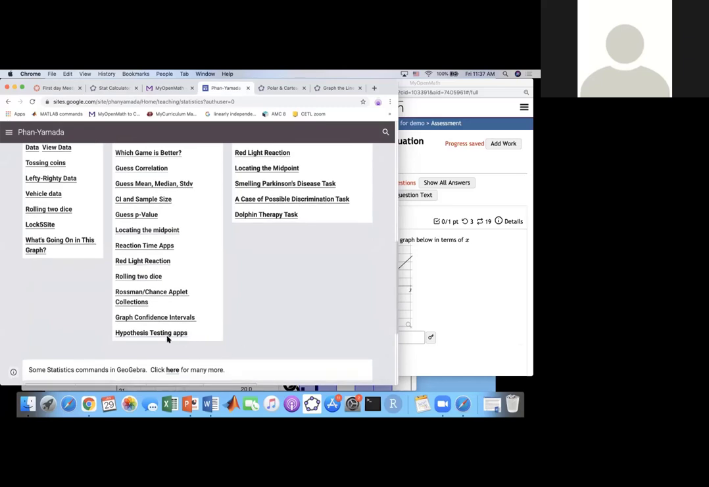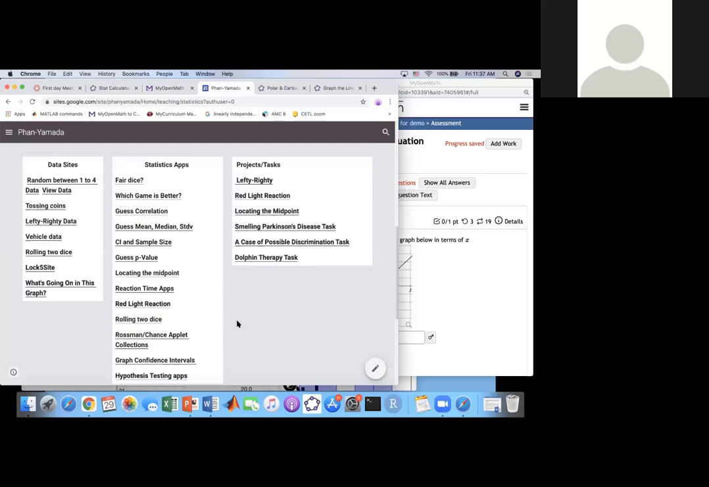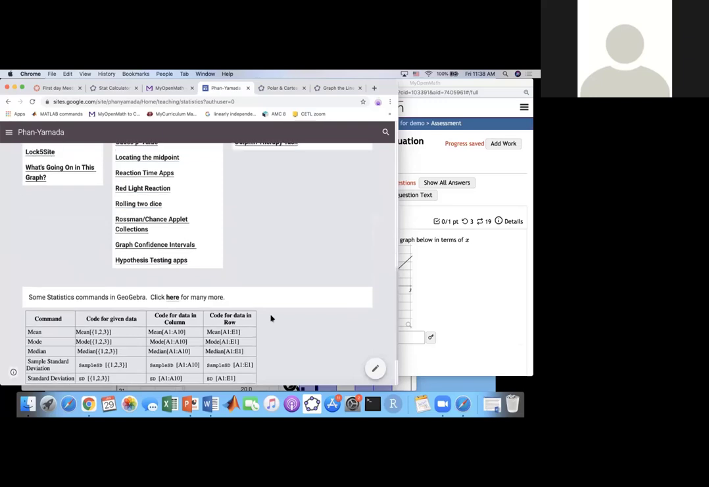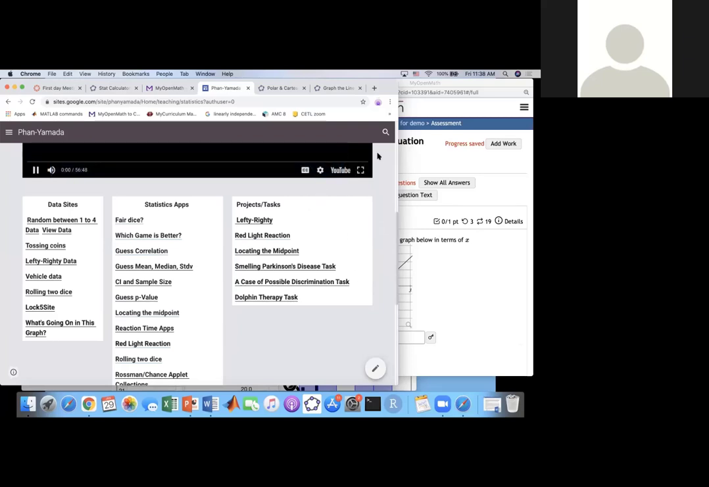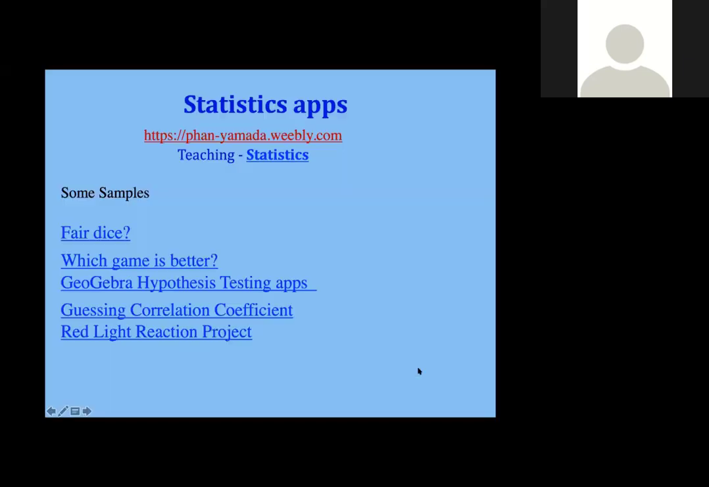So when you go here, hypothesis testing, you have it here, and then I have the manual. I forgot where I put it. I think I have to send it to you. I thought I put it in here, but I didn't post it here yet. I have the manual on how to do all of that. Then you can see, or you can see my whole statistics video on YouTube. Let me go back to my site so you can see this.